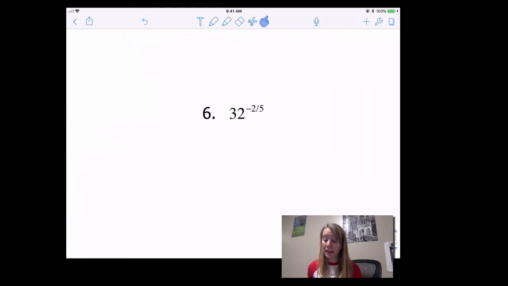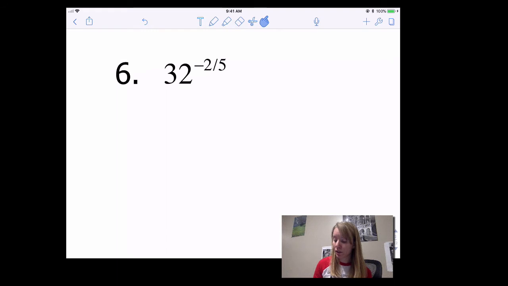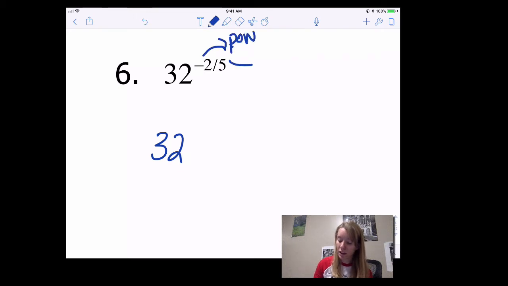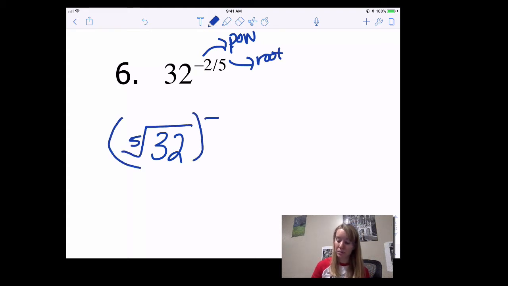Next one, 32 to the negative 2/5. Again, I'm going to write 32. I've got the negative 2 is the power, and 5 is the root. So I'll put the root first, and then the negative second power on the outside, and I can simplify. The 5th root of 32 we've already done today. That's 2. And then raise that to the negative 2 power.